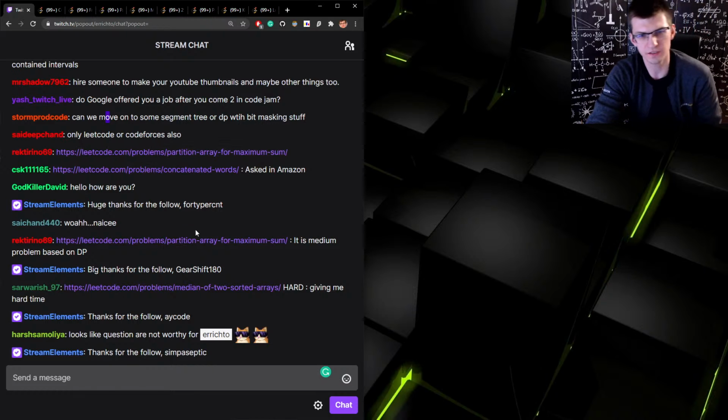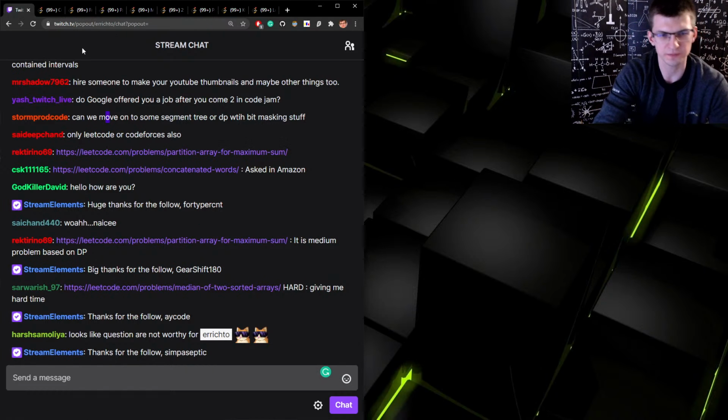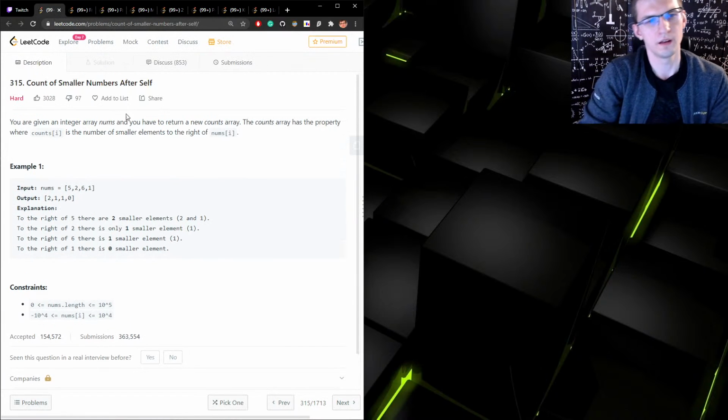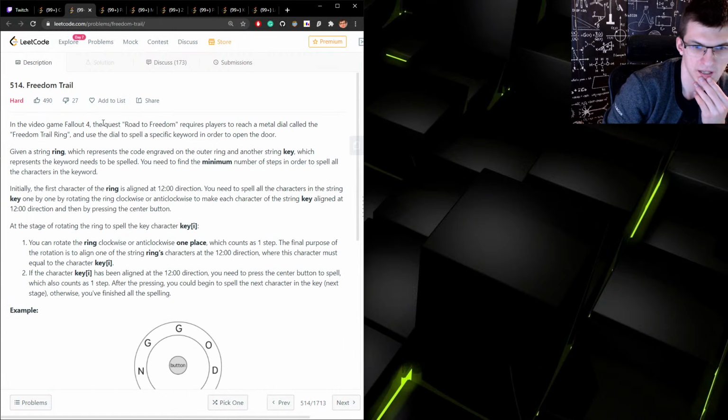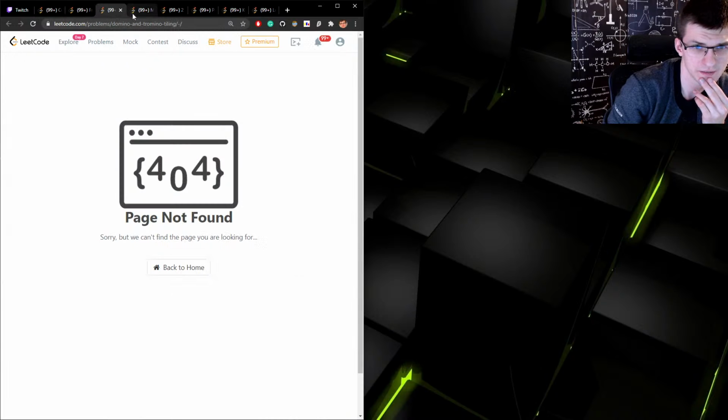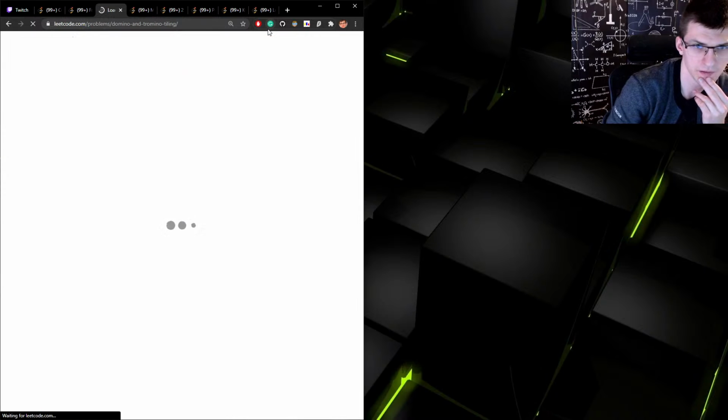All right, let's choose one of those proposed ones. Please somebody tell me if this can be done in any other way than a segment tree. If yes, I will try to do it. Freedom trail. Too long a statement.